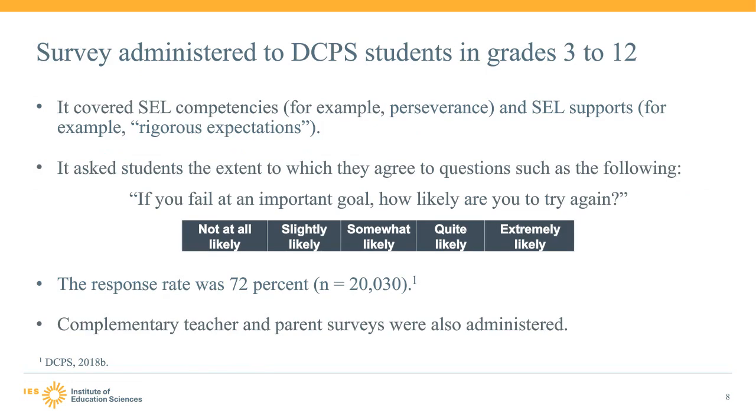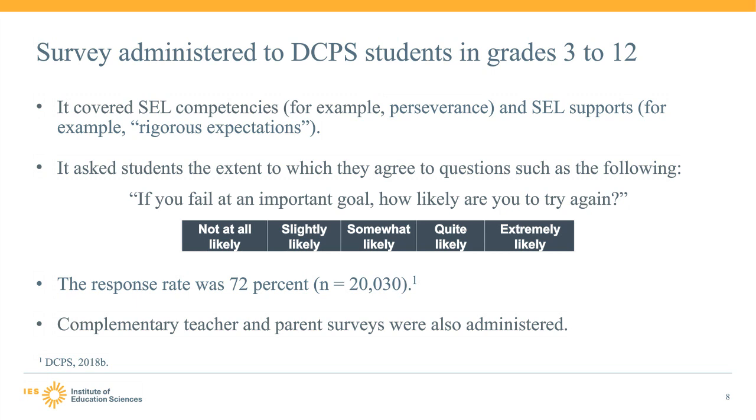This survey was administered to DCPS students in grades 3 through 12 and covered both SEL competencies, such as perseverance and self-efficacy, as well as SEL supports, or in other words, the environmental factors that support SEL competencies. It included supports such as rigorous expectations, or how much students feel teachers expect from them and encourage them.